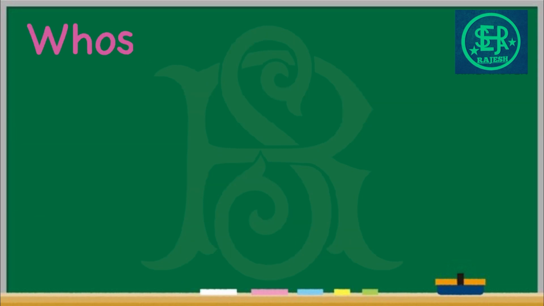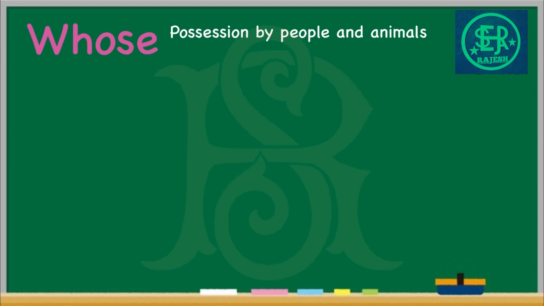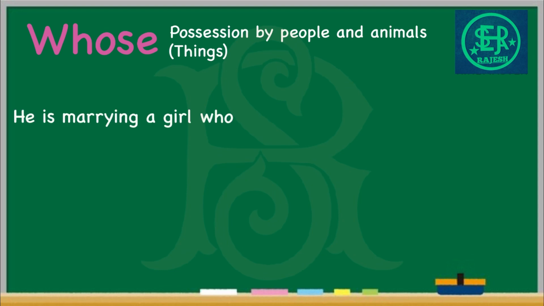Relative pronoun whose. We use whose as a relative pronoun to indicate possession by people and animals. In more formal styles, we can also use it for things. We use whose before nouns instead of a possessive expression in defining and non-defining clauses. Look at the example here. He is marrying a girl whose family don't seem to like him.